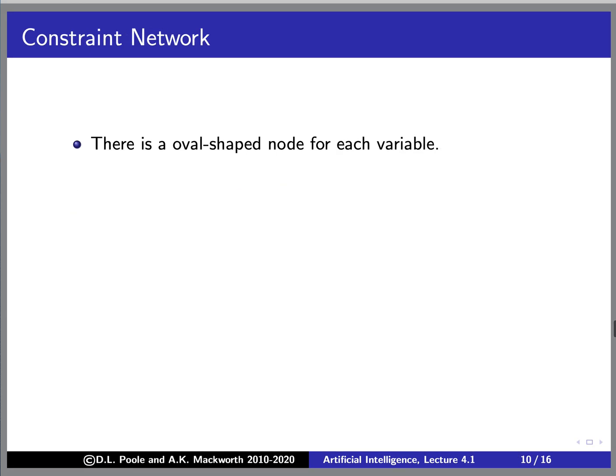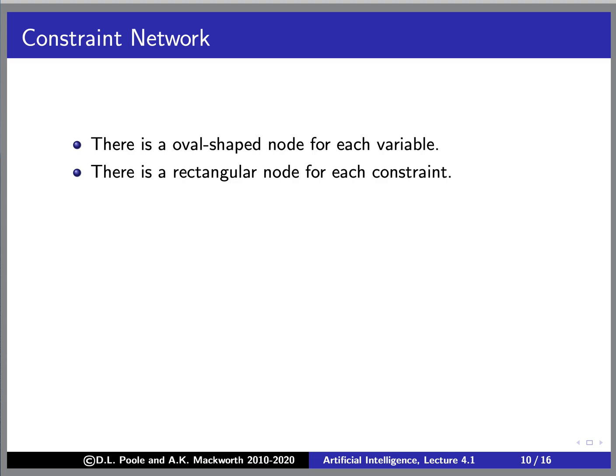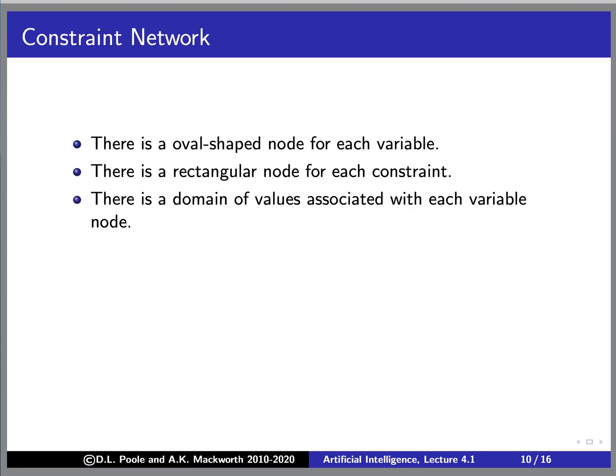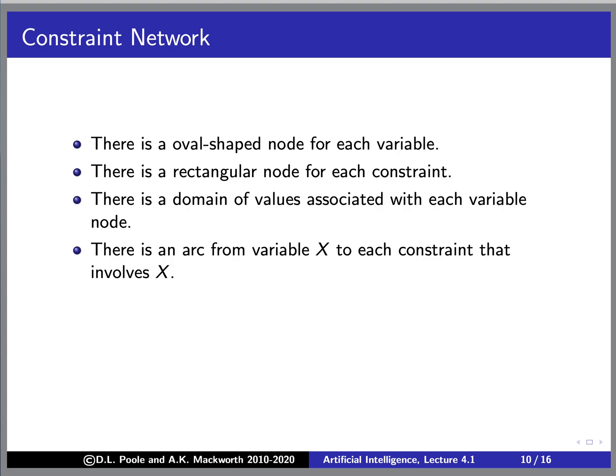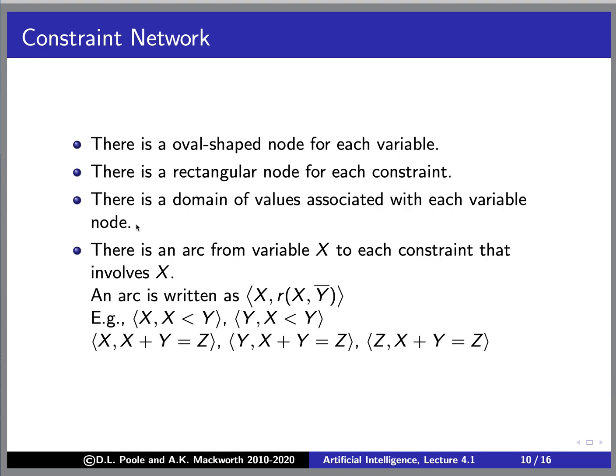All right, so what we're going to do is draw something called a constraint network. We're going to have an oval-shaped node for each variable and a rectangular node for each constraint. So there are two different types of nodes in this network: variable nodes and constraint nodes. Each variable node has a domain of values associated with it. And there's an arc from variable x to each constraint that involves x, which we write as the pair of x and the relation.